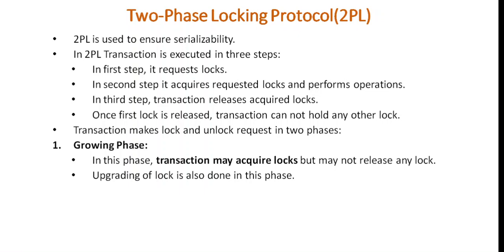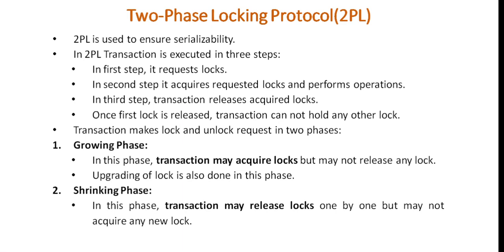Also, if a transaction wants to perform upgrading of a lock, then it is also possible in the growing phase. Upgrading means changing a shared lock to an exclusive lock. And the second phase is the shrinking phase. As the name suggests, in the shrinking phase, the transaction is going towards the end of the process. It means that the transaction is releasing locks one by one, but in the shrinking phase, the transaction cannot get any new lock. Okay, and downgrading of a lock is done in the shrinking phase.